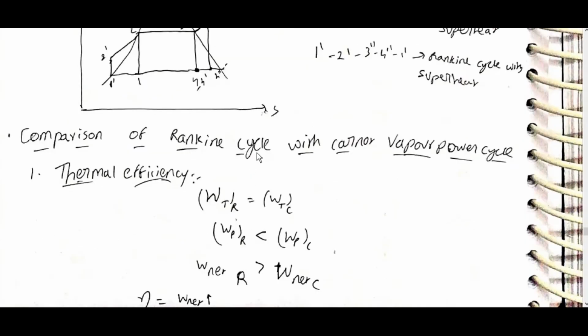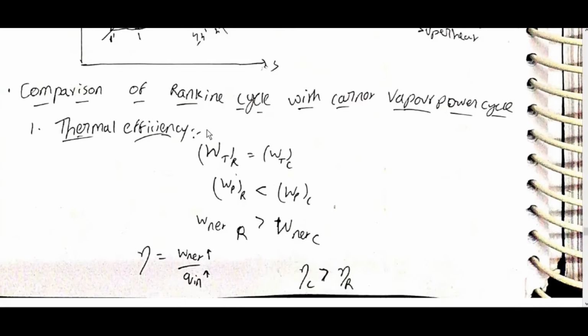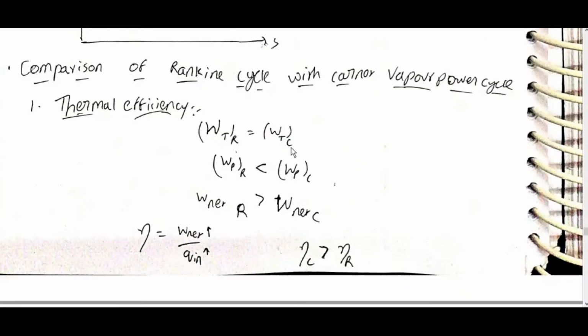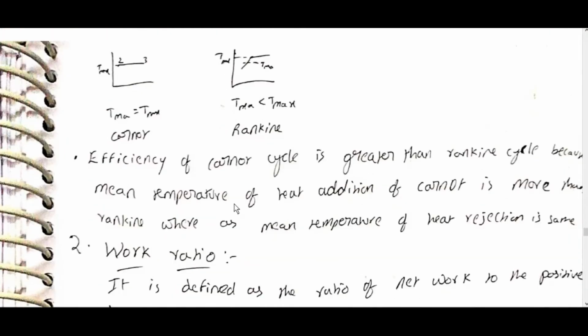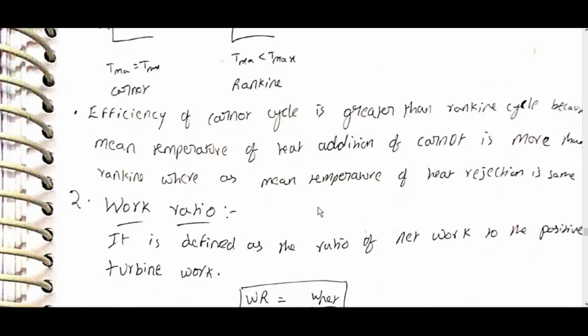Comparison of Rankine cycle with Carnot vapor power cycle. Thermal efficiency: WTR is equal to WTC, WPR less than WPC, W net Rankine greater than W net Carnot, efficiency eta Carnot greater than eta Rankine, where eta is equal to W net by Q in, both decreased. Carnot TMA is equal to Tmax, Rankine TMA less than Tmax. Efficiency of Carnot cycle is greater than Rankine cycle because the mean temperature of heat addition is more than in the Rankine cycle, whereas heat rejection is the same.